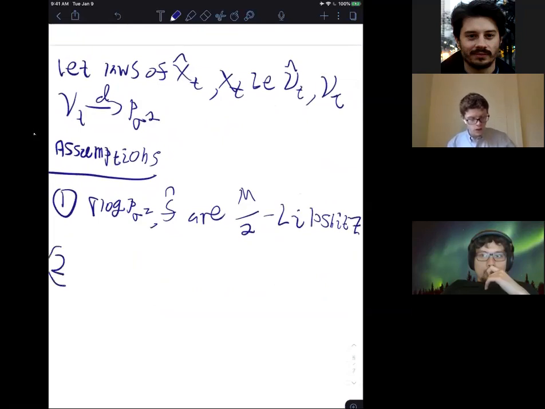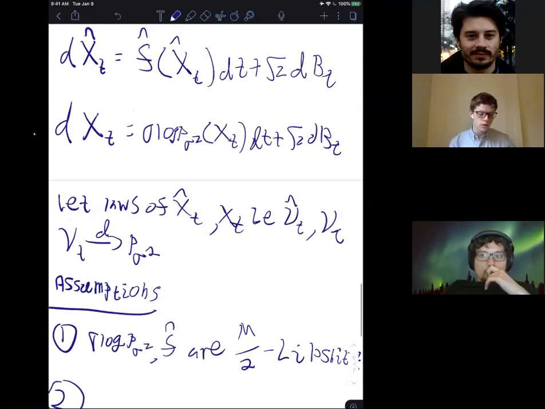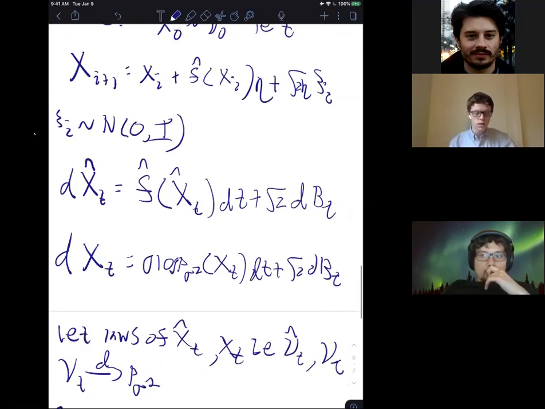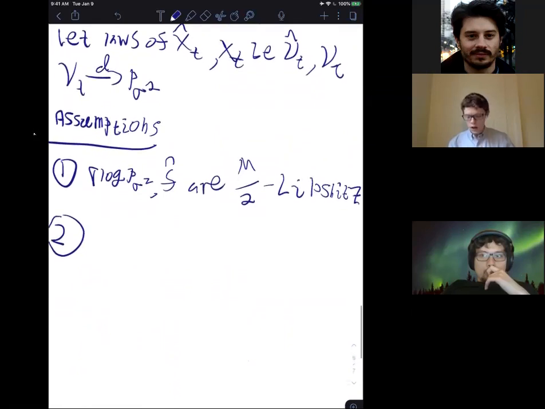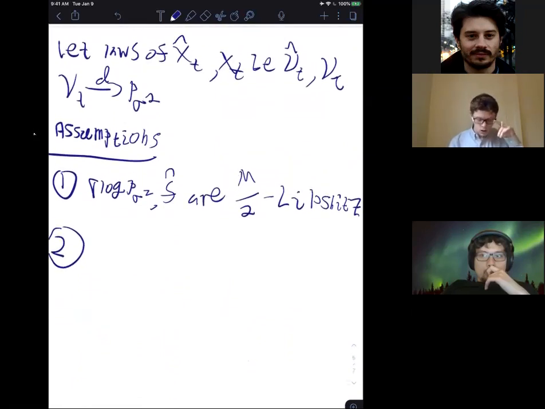The first one is pretty standard, and the reason that we need Lipschitzness is that we need it for several reasons, but first of all, it guarantees the existence and uniqueness of these diffusions for infinite time. So that's useful. Number two is that minus ∇log p_σ² is (m, b)-dissipative.